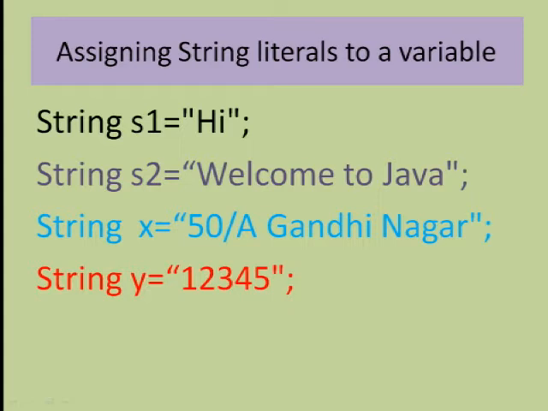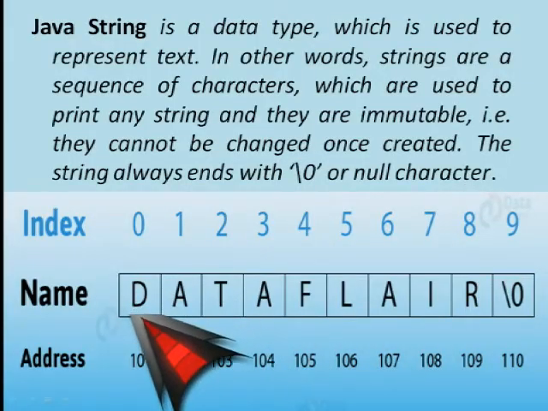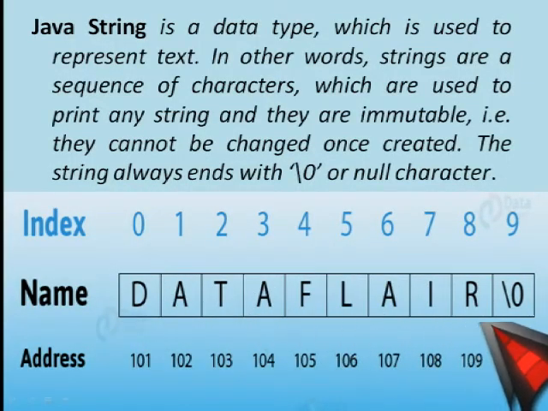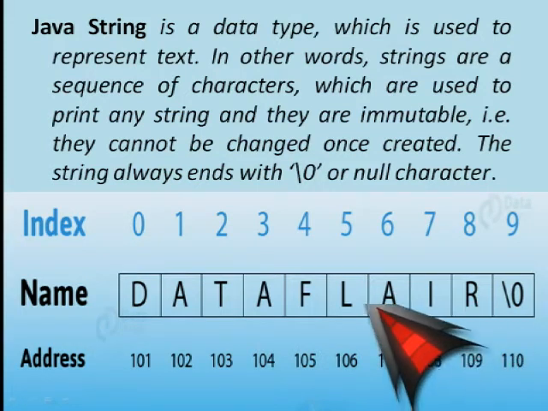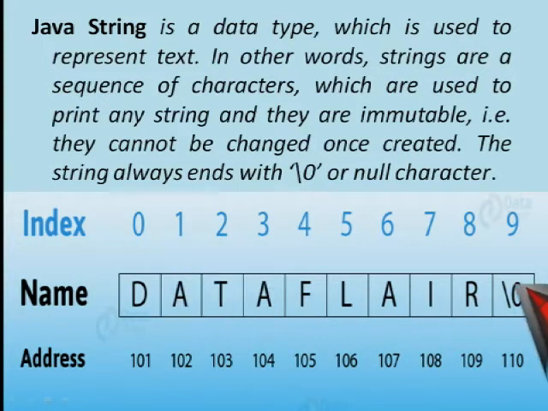In Java there is a difference between a character and a string. A character can be a single letter, a number, a punctuation mark, or a symbol that can be represented using a computer. And a string is basically a one-dimensional array. What is a one-dimensional array? This box is known as an array. Here each and every box contains a single character, with index values 0 till 8. Only a one-character array.